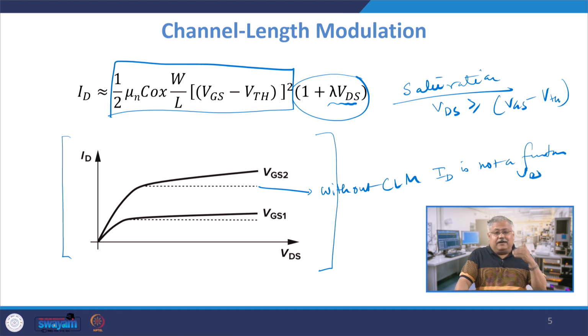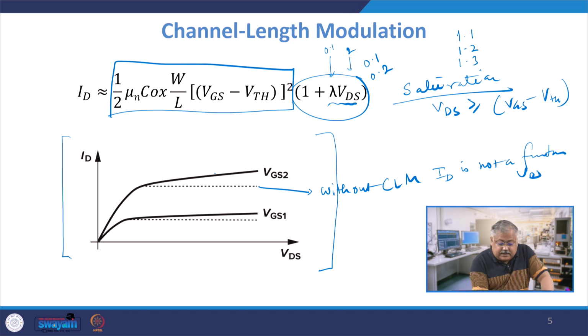However, when you have CLM, ID becomes a function of VDS. For a fixed value of lambda, let us suppose it is 0.1, if you apply VDS as 1 volt, this will be 1 into 0.1, so an extra 0.1 will come into the picture. When you make VDS equal to 2, an extra 0.2 will come into the picture. So initially this factor will be 1.1, then 1.2, 1.3 and so on, and that is the reason you see a rising current here, fine.